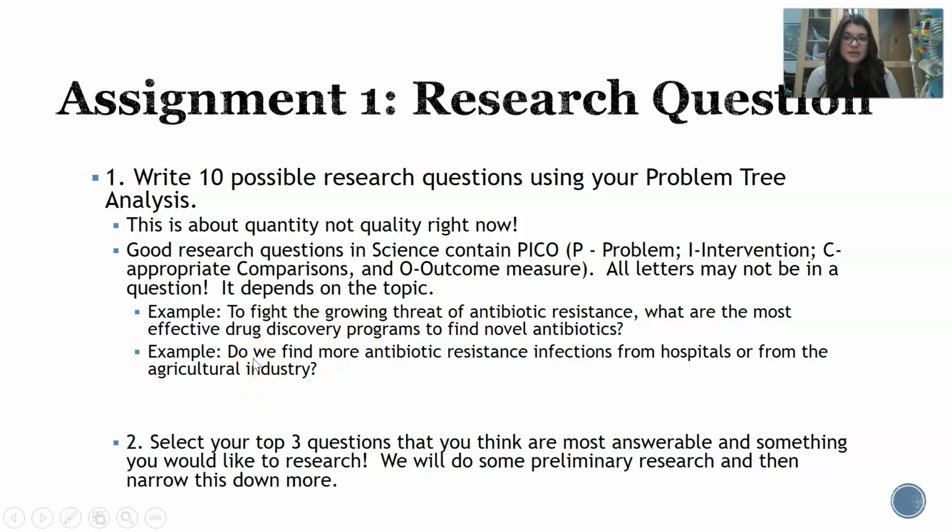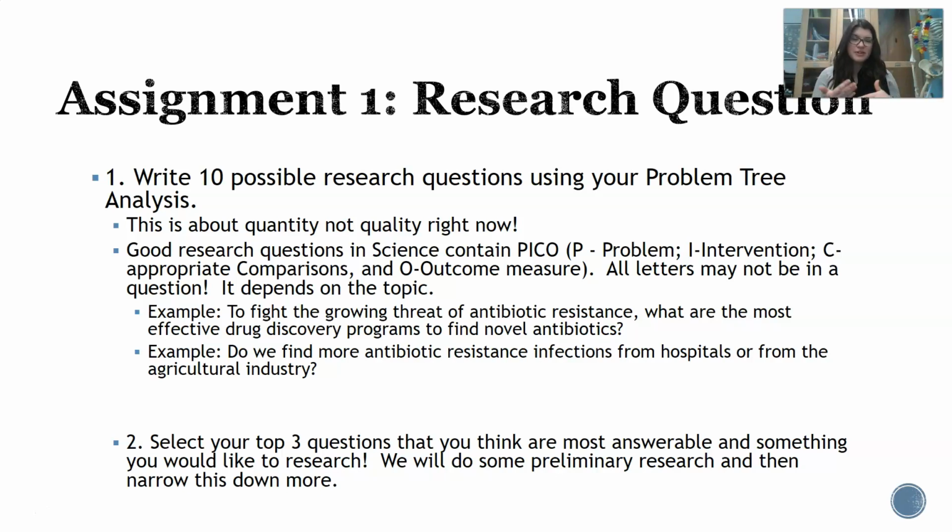And then my other example: do we find more antibiotic resistant infections from hospitals or from the agricultural industry? Okay, our problem, antibiotic resistant infections. More would be kind of my measure. And then I have a comparison here, hospitals or agricultural industry. Problem being antibiotic resistance. They're not perfect questions, but they're good to get started.